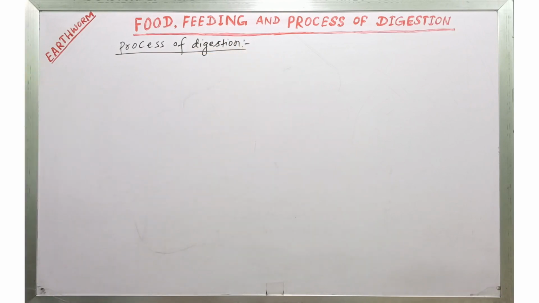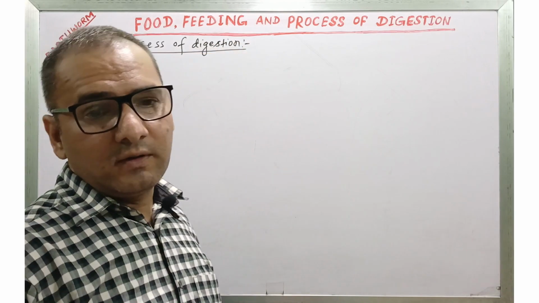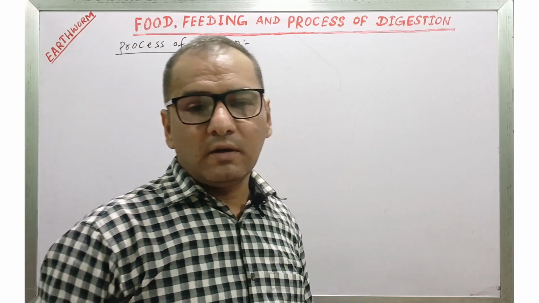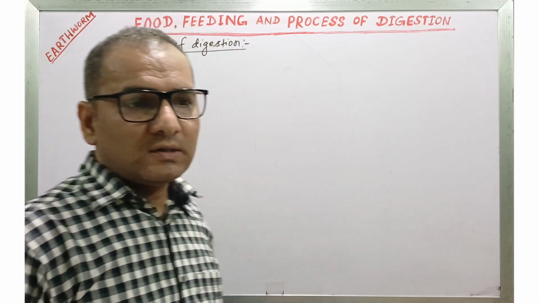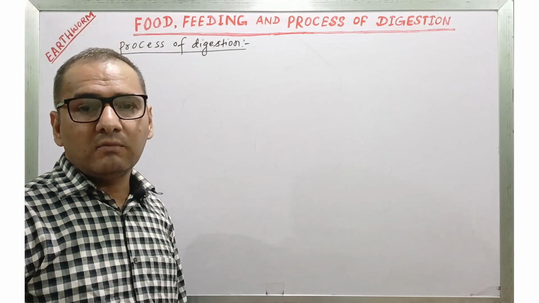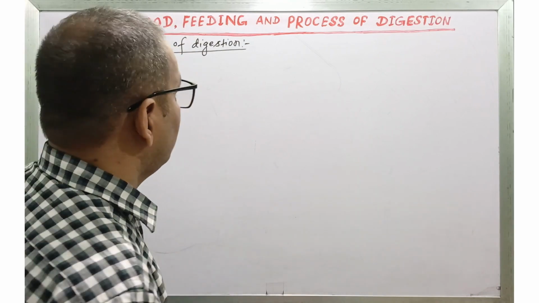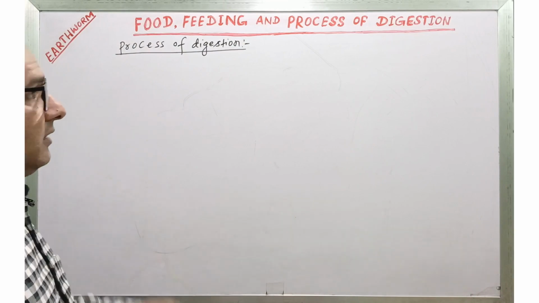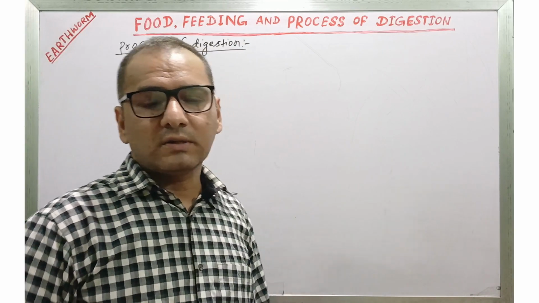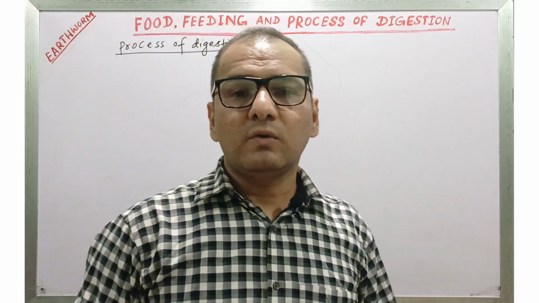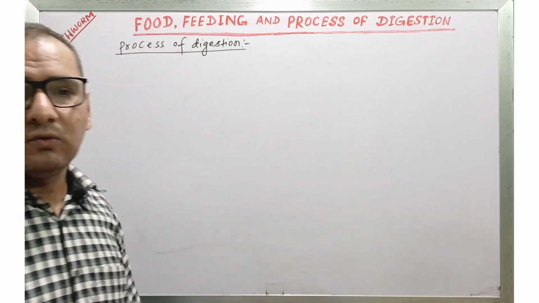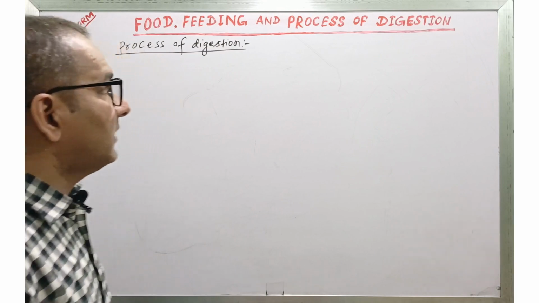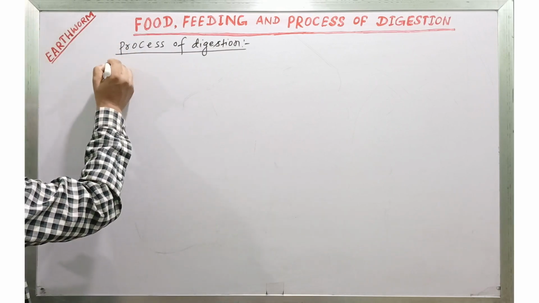In the process of digestion, the ingested food which is in the buccal chamber now passes through the alimentary canal and is changed into simple soluble form, which is absorbed by the body. Previously, while studying the alimentary canal, we have studied that there are no digestive glands in the buccal chamber. So there are no digestive enzymes and no digestion takes place in the buccal chamber.